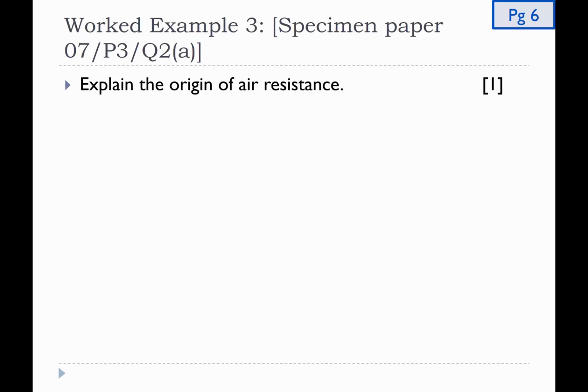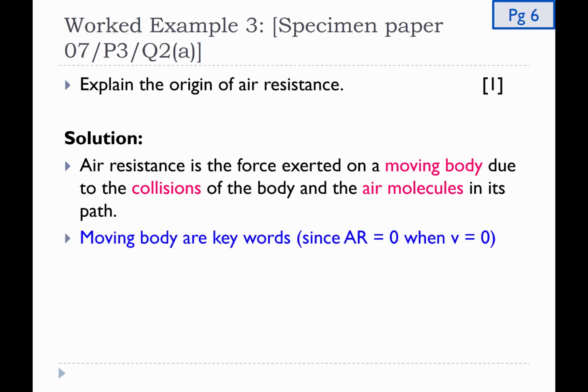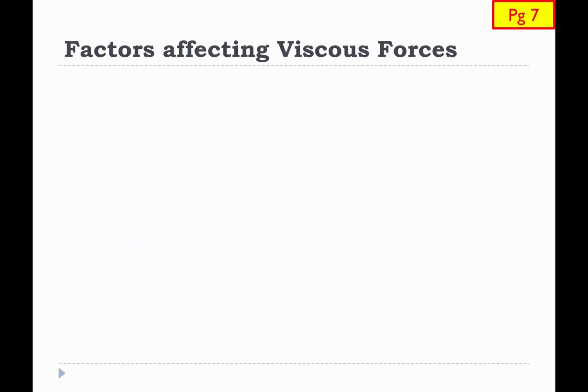In worked example 3, you are required to explain the origin of air resistance. The way to think about air resistance is really that it is the force exerted on a moving body due to the collision of the body and the air molecules in its path. Do take note of the keyword here. It is very important that you mention the word moving body, because air resistance is a type of viscous force, and as you have already learned in the previous slide, there will be no viscous force if the object is not moving. Therefore, the word moving is an important keyword.